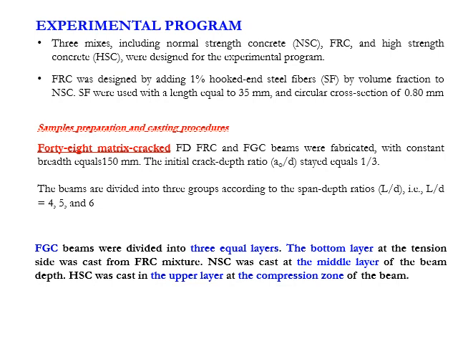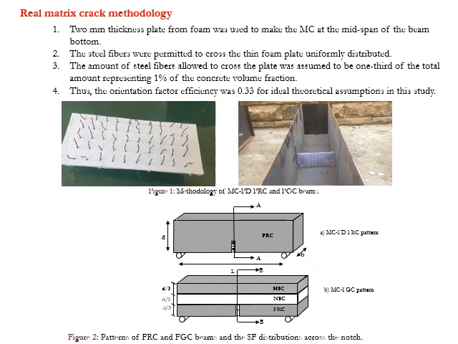Functional graded concrete beams were divided into three equal layers. The bottom layer is made of fiber reinforced concrete, the middle layer is made of normal strength concrete, and the top layer is made of high strength concrete. This figure shows the matrix crack approach and the process of making the matrix crack.